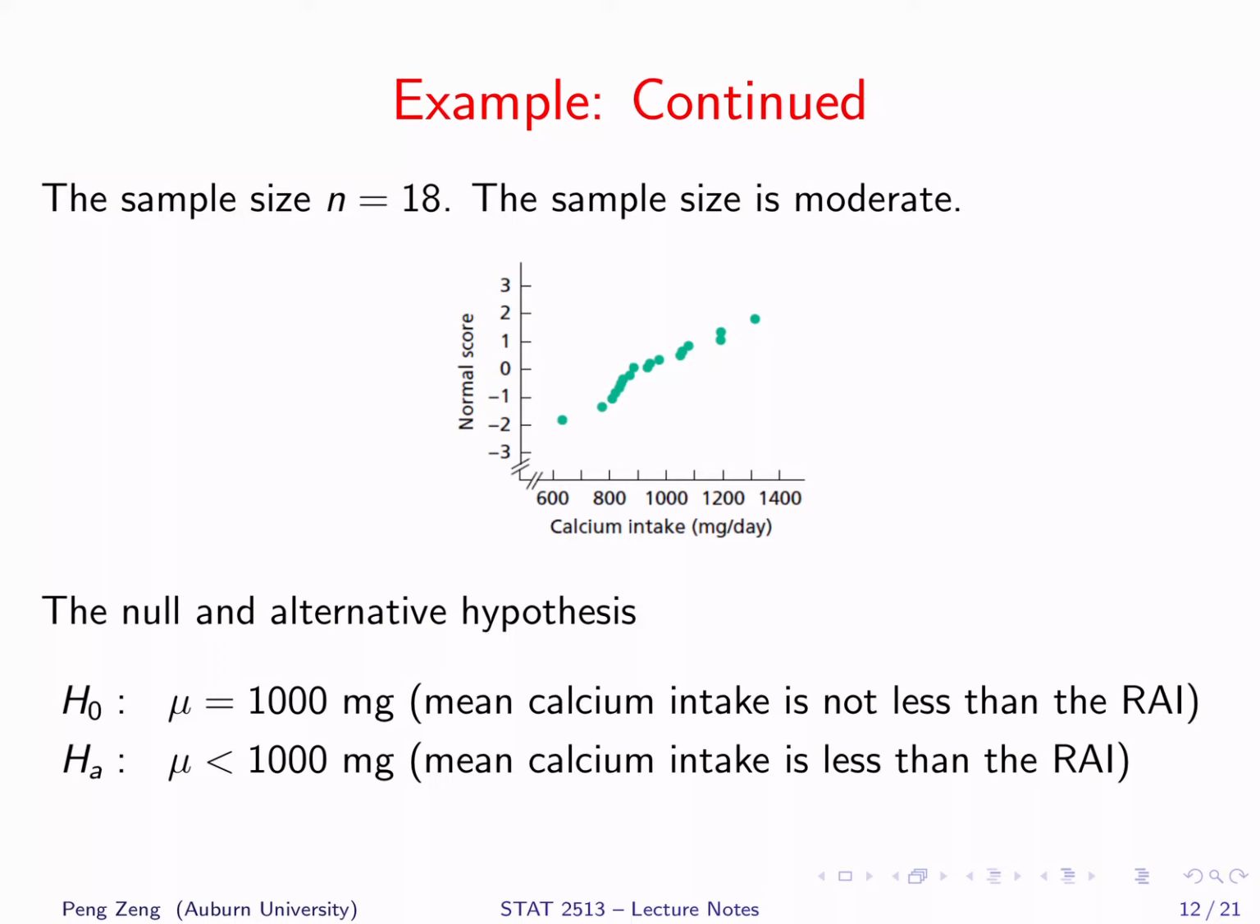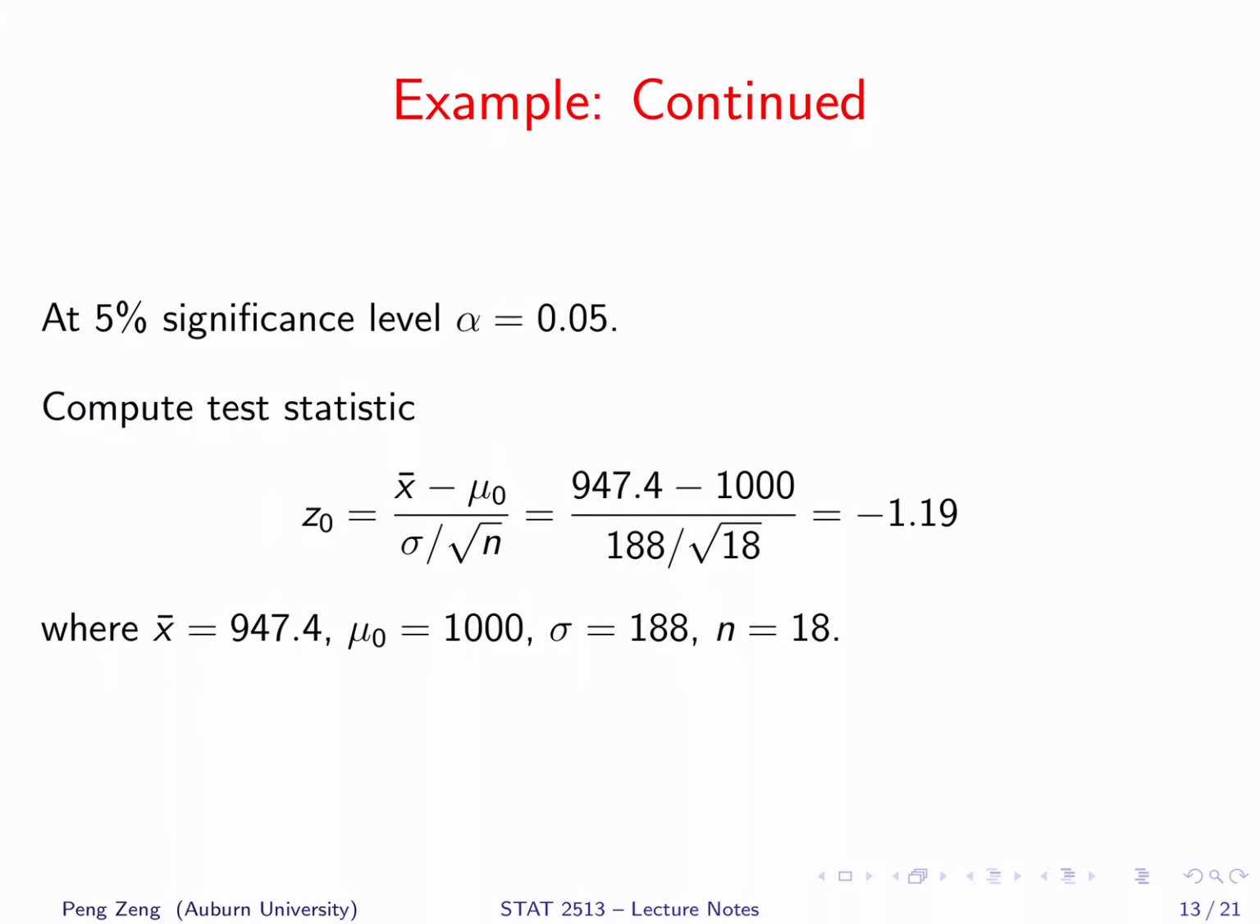Notice that the problem specifically asks, do the data provide sufficient evidence to conclude that the mean calcium intake is less than 1000 for adults with incomes below the poverty level? It is suspected that they do not take enough nutrition. The words less than give us a hint that we should use a left-tailed test. The significance level is 0.05.